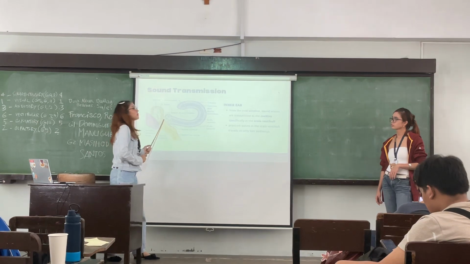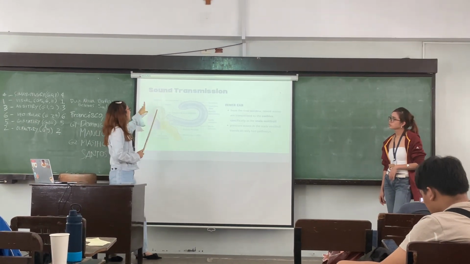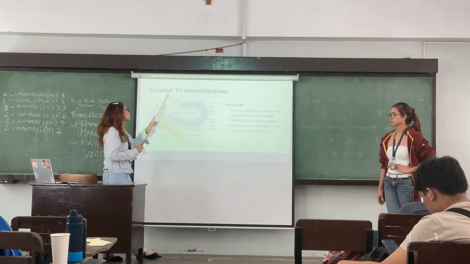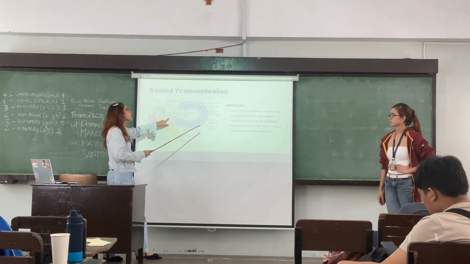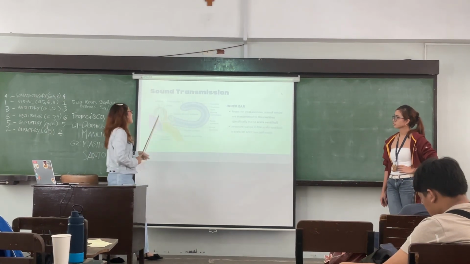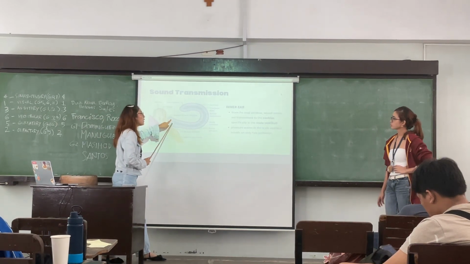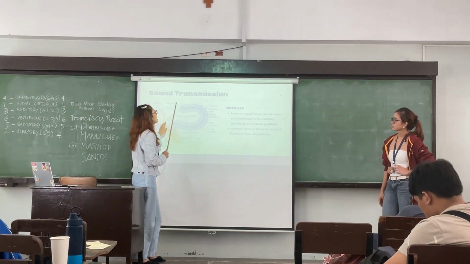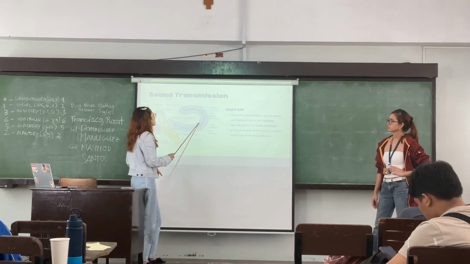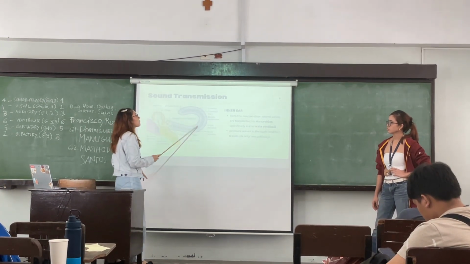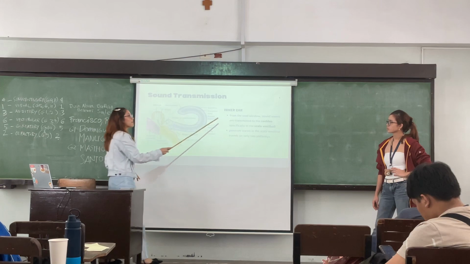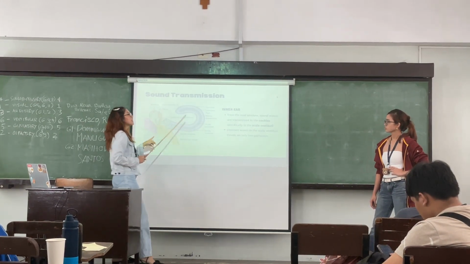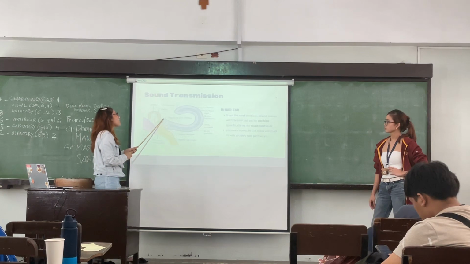So, in the oval window, the malleus, the incus, and the stapes concentrate the sound waves on the oval window, which is a membrane separating the inner ear and the middle ear. The oval window is the beginning of what we call the scala vestibuli, which is located right here, just above the cochlear duct. From the oval window, sound waves are transmitted into the cochlea, specifically the scala vestibuli, which begins at the oval window.